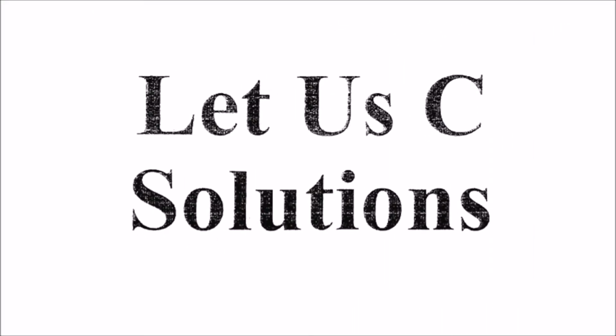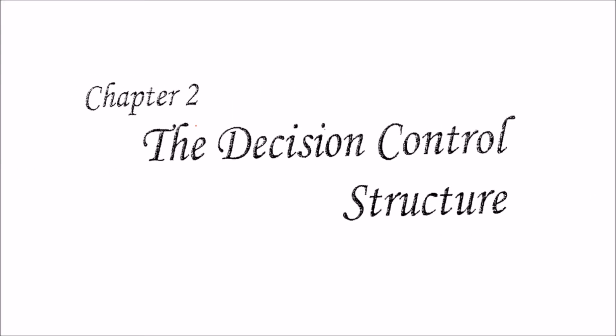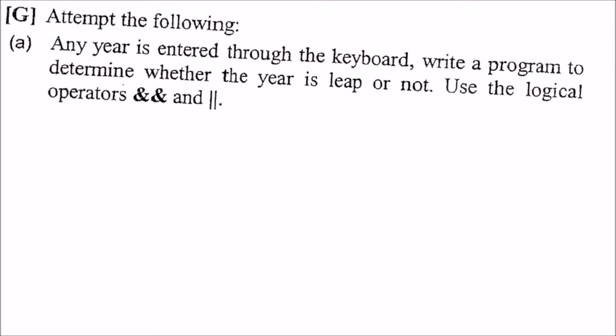We are taking, let us see, the solutions for chapter number 2, the decision control structure. Any year is entered through the keyboard. Write a program to determine whether the year is leap or not, and use the logical operators AND and OR. First of all, a year is a leap year if it is fully divisible by 4, or it is together divisible by 100 and 400.